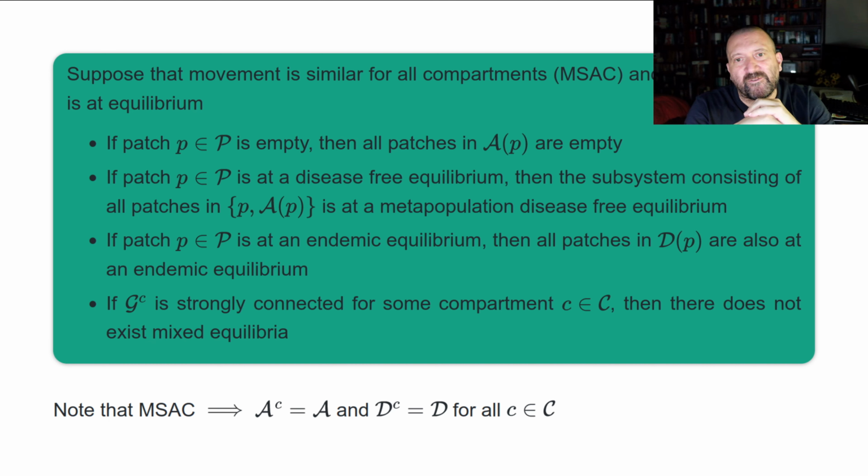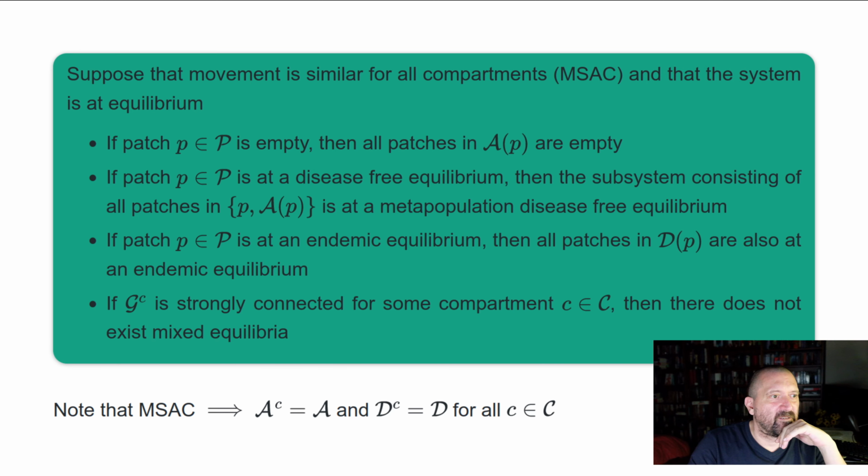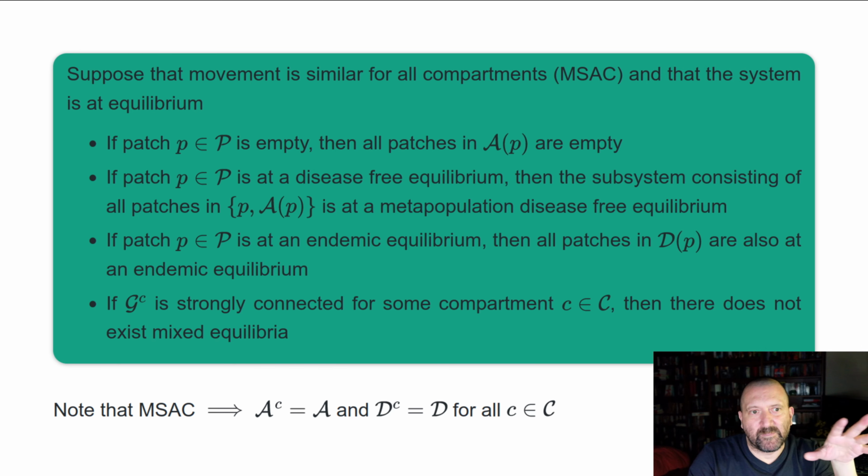What we're able to show is that if the graph of movement between patches is relatively well organized, and for instance movement is similar for all compartments. So remember, similar for all compartments means that we have the same zero non-zero patterns, not necessarily the same entries. Well, in that case we see that quite generically there cannot be mixed equilibria.